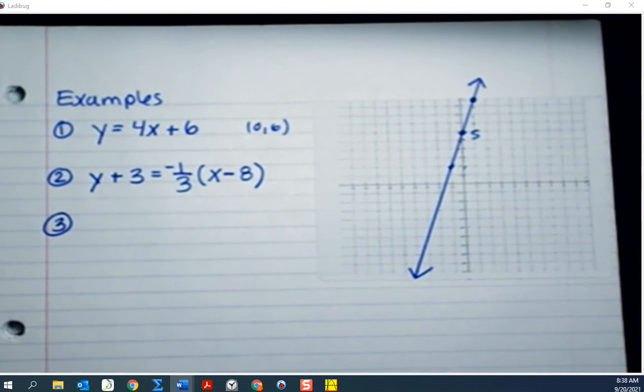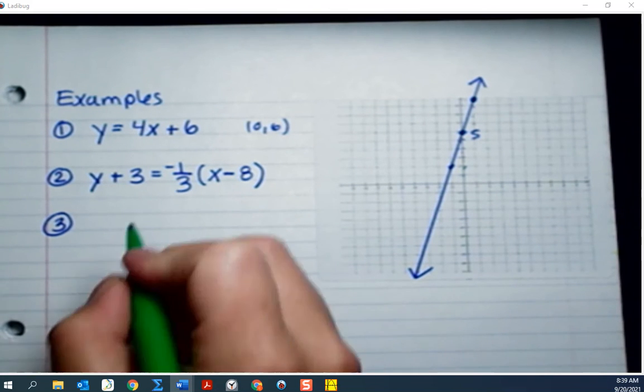Okay, next. I'll take 3 volunteers. What do I do first for number 2? Somebody new. Come on. There's lots of choices. Yes. Say it again. Pick out the point. Perfect. What is the point?